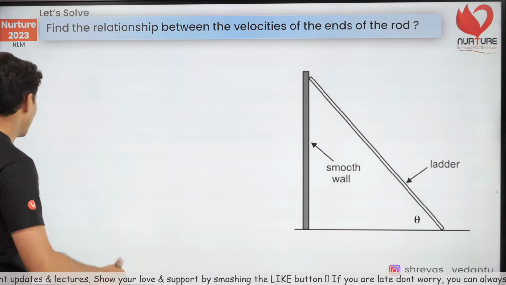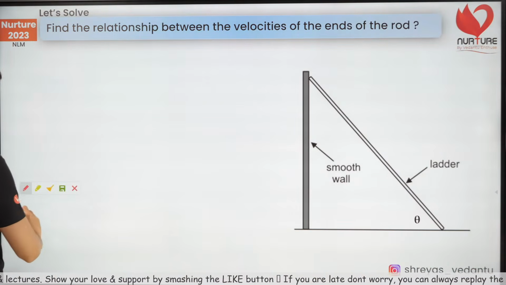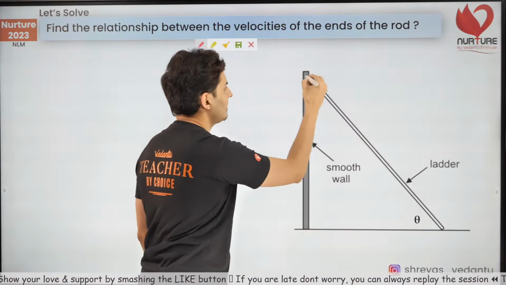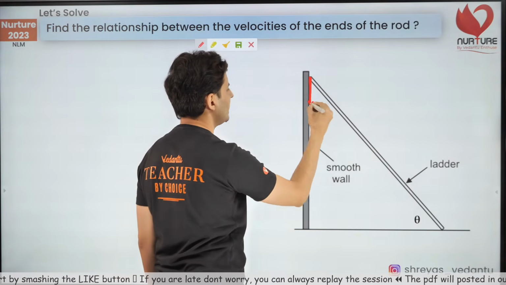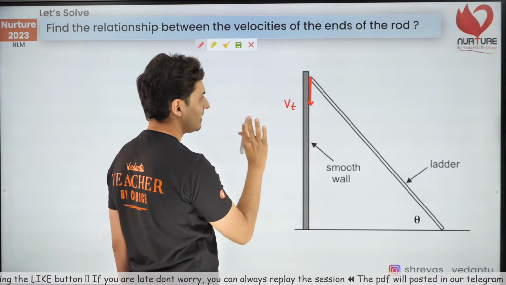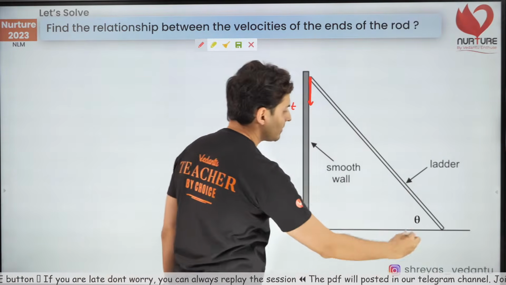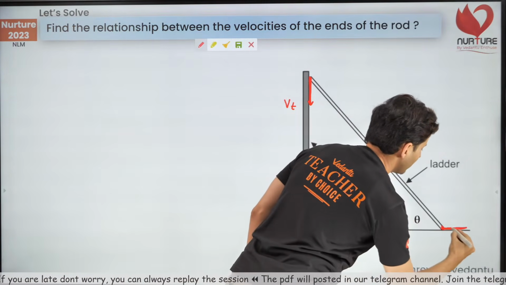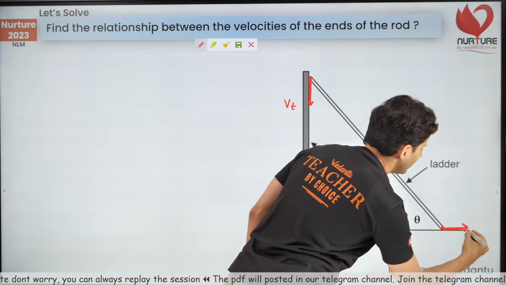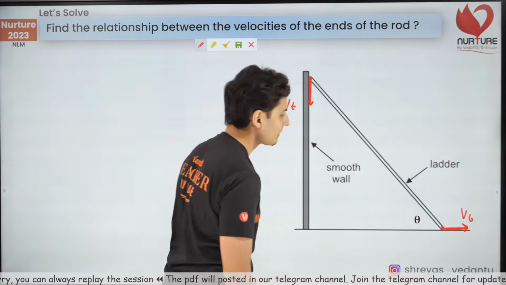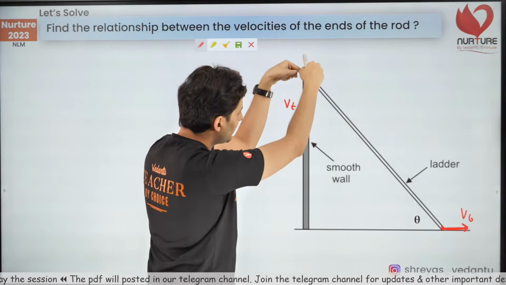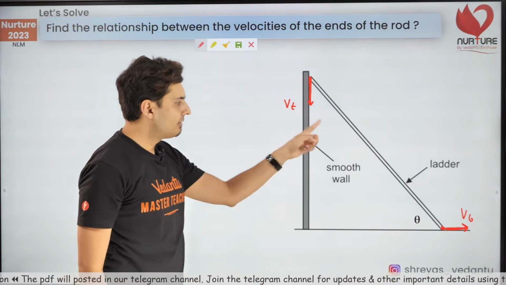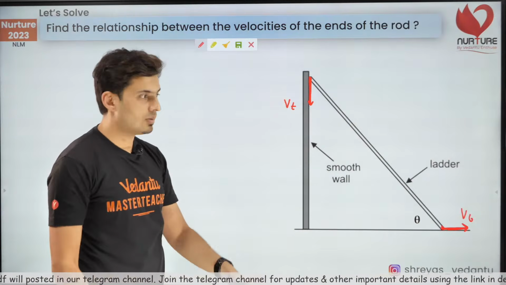There is this rod or ladder. It is sliding, and let's assume that this is the top edge, and this top edge is having velocity Vt. This bottom edge is having some velocity Vb over here, like this. As the rod slides down, that point goes there, this point comes down. What's the relationship between them as a function of theta?